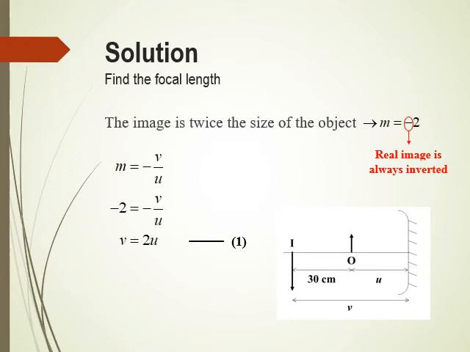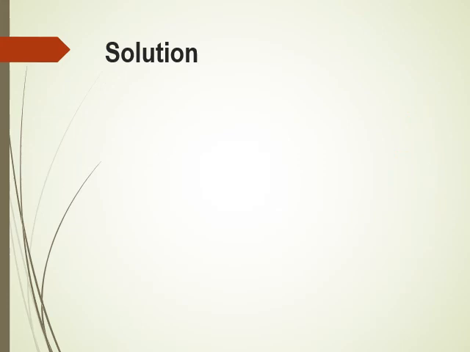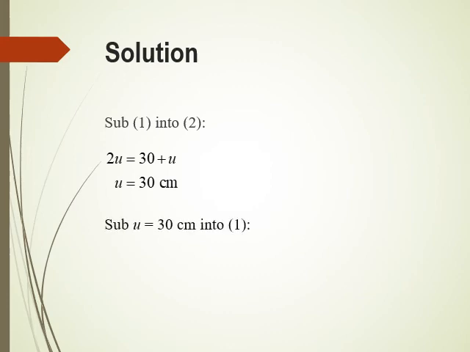The second piece of information given in the question is that the distance between the image and the object is 30 cm. Therefore, the second equation would be v equals 30 plus u. Now that you have two equations, let's solve them and get the values for u and v. First, substitute the first equation into the second equation, and you will obtain u equals 30 cm. Then substitute u equals 30 cm into either equation. In this example, I substitute into equation 1, and I will then obtain v equals 60 cm.